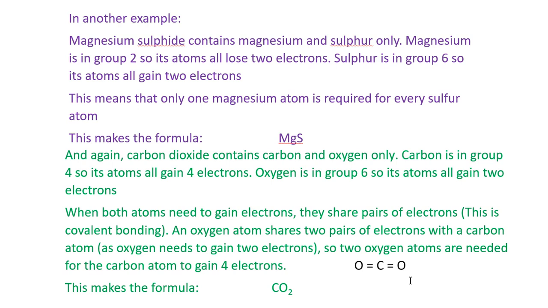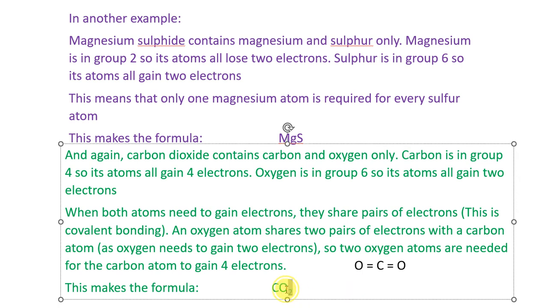Same for the oxygen on the right. 2 bonds are made with the carbon in the center. I'm involving 1 carbon and 2 oxygens, CO2. Why CO2? Why not O2C? Carbon is in group 4, oxygen is in group 6. Lowest group listed first.